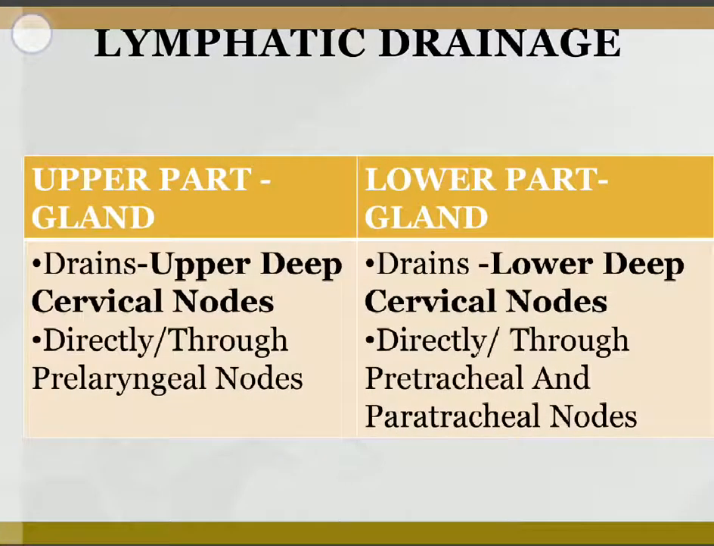The lymphatics from the upper part of the thyroid gland drain into the upper deep cervical nodes either directly or through the prelaryngeal nodes. Lymphatics from the lower part of the gland drain into the lower deep cervical nodes either directly or through the pretracheal and paratracheal nodes.